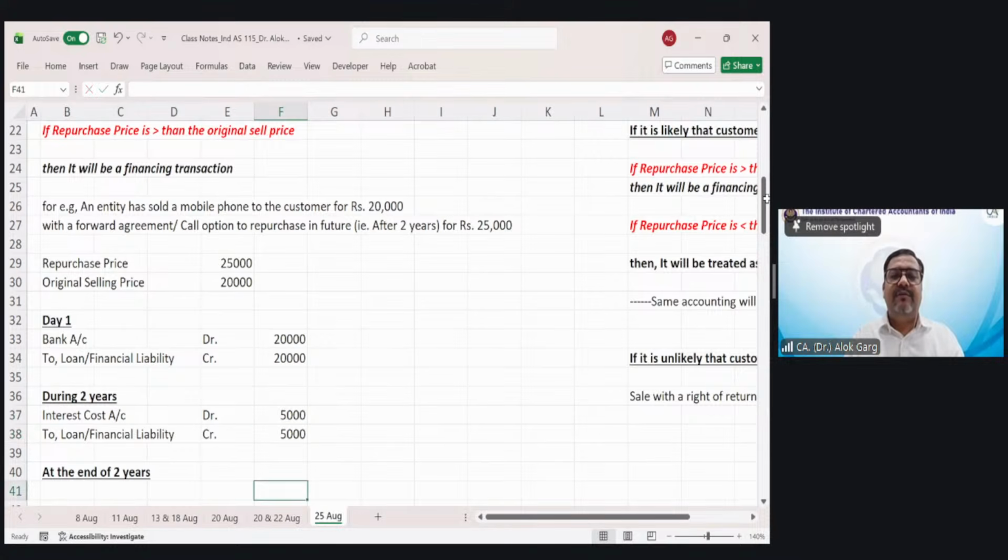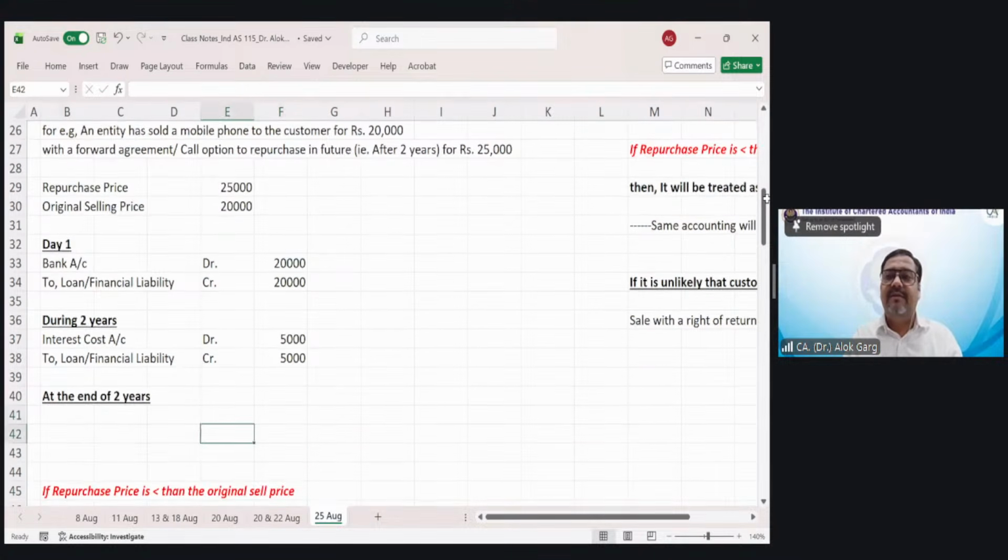At the end of 2 years, what will happen? क्या होगा 2 साल के बाद? This loan will be finished and I will repurchase, means I will pay. Loan or financial liability debit 25,000 rupees, 5 plus 20, and to bank. Repurchase करेंगे तो उसको पैसा वापस दे देंगे. The seller will repay the money to the customer. To bank account credit. Okay, 25,000.